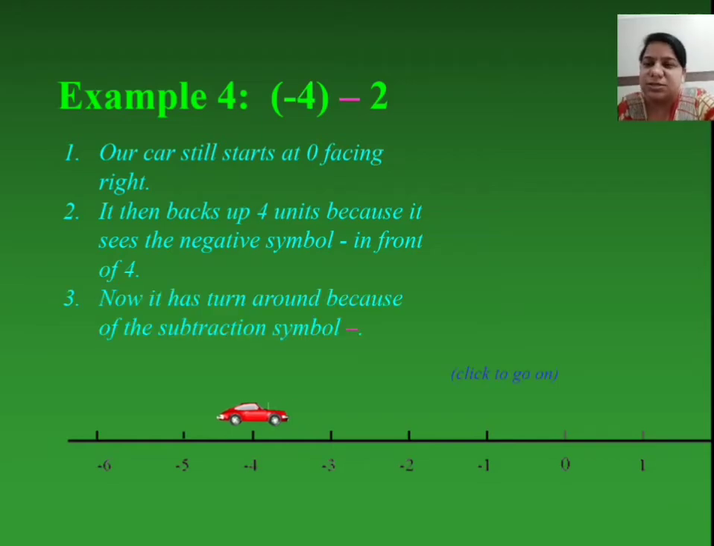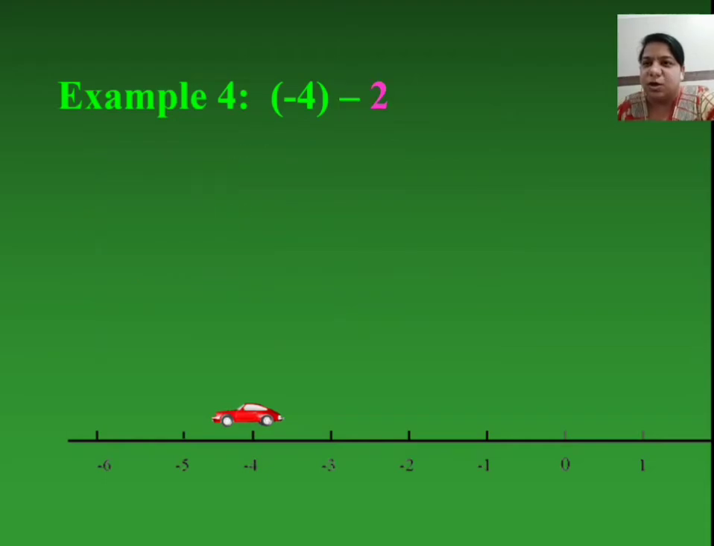Now next it sees the minus subtraction sign. It is not a negative integer, it is the subtraction sign, right? So it has to change its direction. So the car makes a 180-degree turn. Now the next integer is 2. It is plus 2, a positive integer.